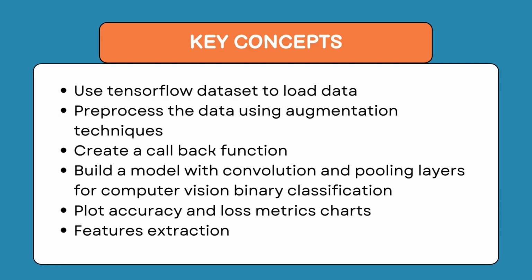And that's the end of this video. To recap, we have gone through the key concepts of using TensorFlow dataset to load data, pre-process the data using augmentation techniques, create a callback function, build a model with convolution and pooling layers for computer vision binary classification, plot accuracy and loss metrics charts, and lastly, peel back and look at the intermediary layers to see what features are being extracted. Hope that it is useful to you as a reference.